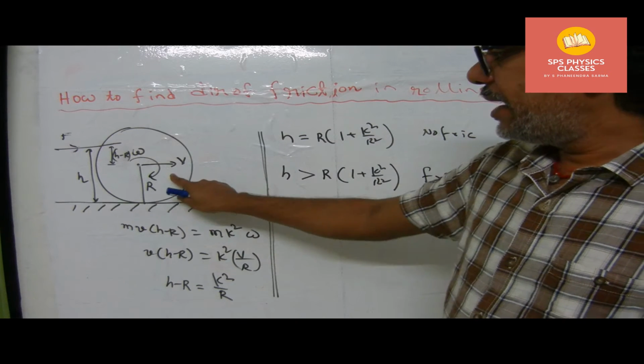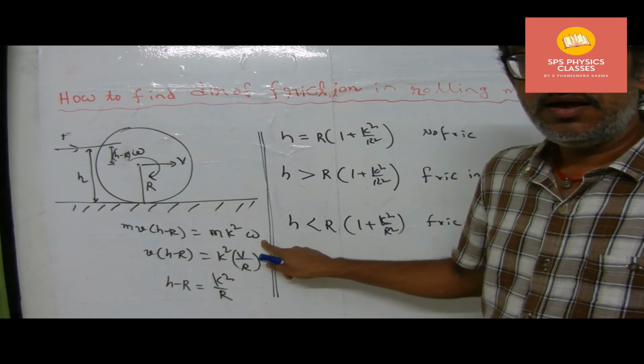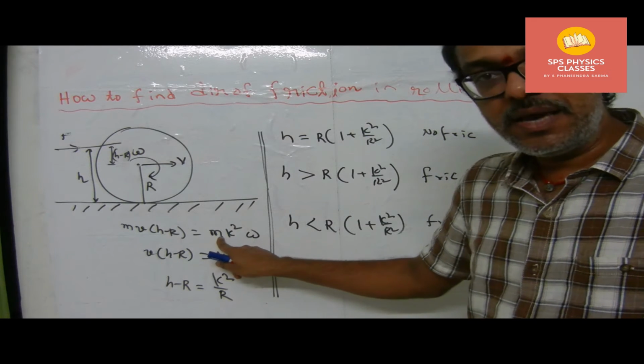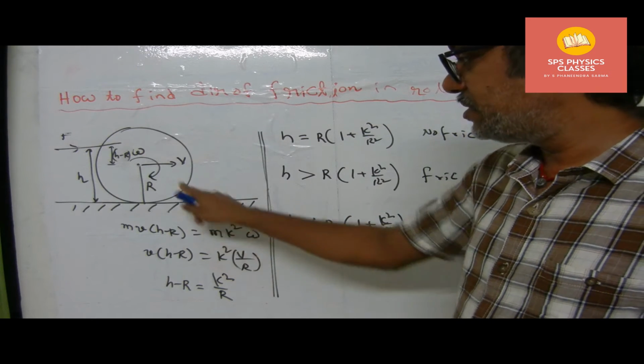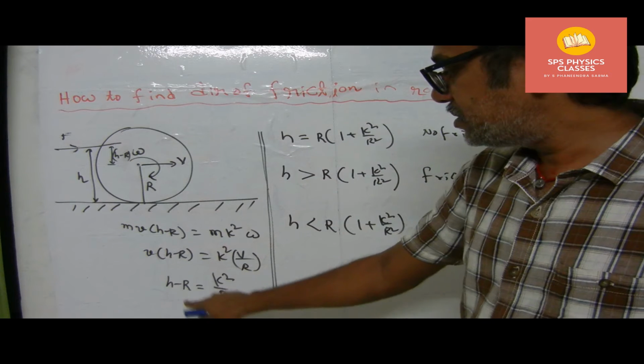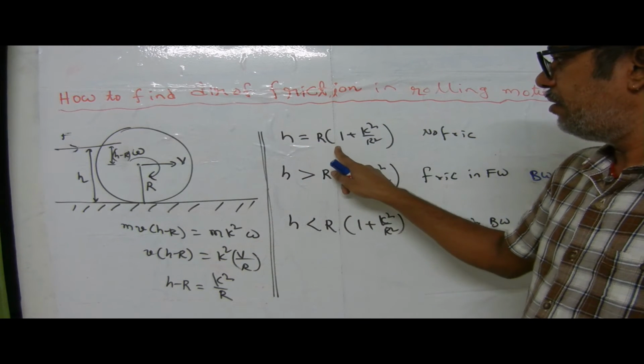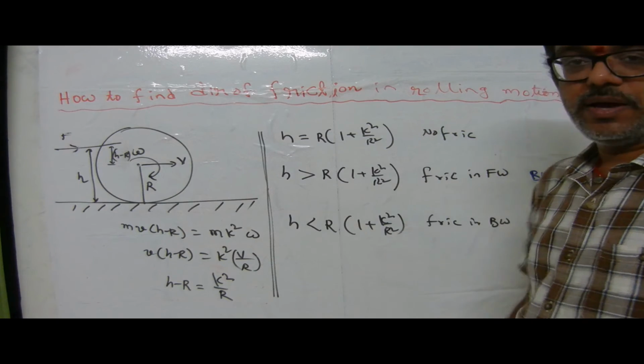Now, according to the actual formula, it is equal to I into omega. Omega is nothing but V by capital R, and I is nothing but mk square, because the radius of gyration of the system is k. Upon solving, we get the value of h as R times (1 plus k square by r square).